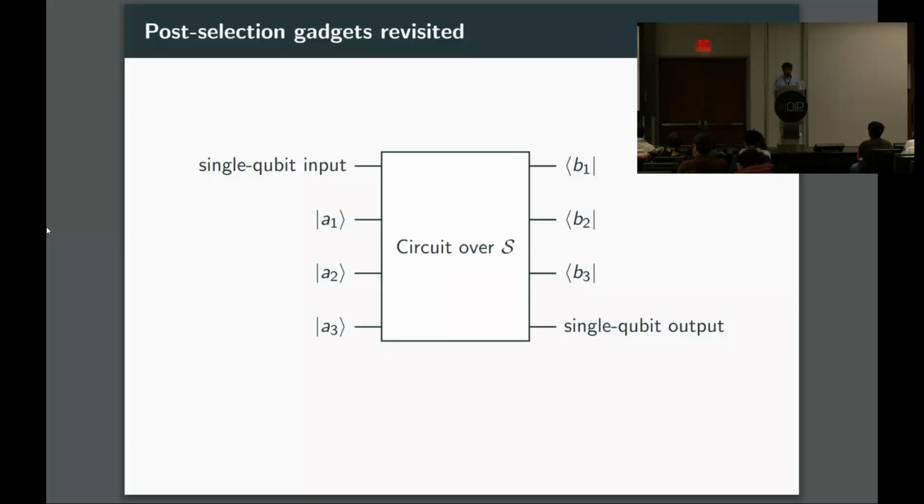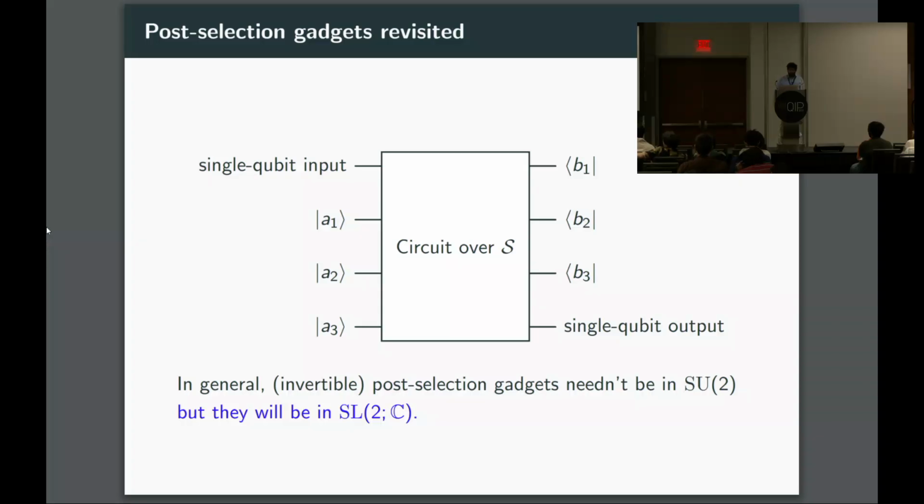Now, the useful point here is that in general, the invertible post-selection gadgets that you build don't need to be in SU2, but they will be in SL2C. Right? And SL2C is this larger group of 2x2 matrices with complex entries that contains SU2 as a subgroup. So if you're able to achieve with post-selection a dense subgroup of SL2C, you're also going to densely generate SU2.